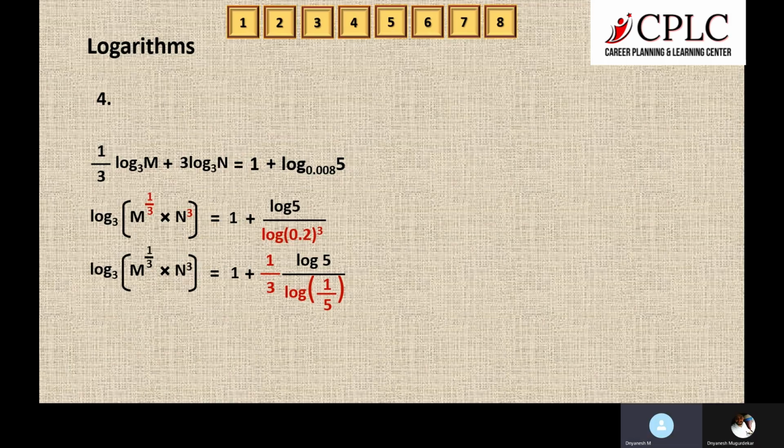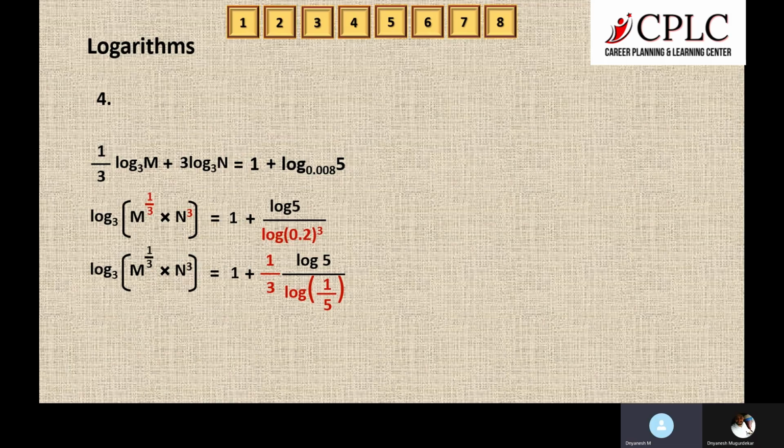Now, why have we done that? Instead of 0.2, we have written 1 by 5, because then when you see that term, what you realize is you have log 5 upon log 1 by 5. Please remember this as a property going forward: log of x upon log of its inverse, that is 1 upon x, the answer to that is always minus 1.